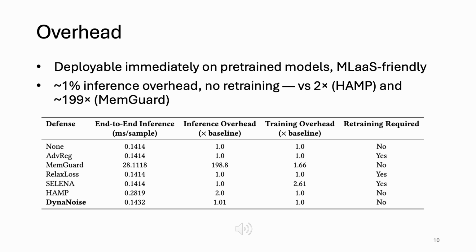And unlike adversarial regularization, relaxed loss, or Selena, we require no retraining at all. Selena alone costs over 2.5 times the baseline training. DynaNoise is the lightest defense in this comparison by a wide margin, which makes it immediately deployable on pre-trained models.